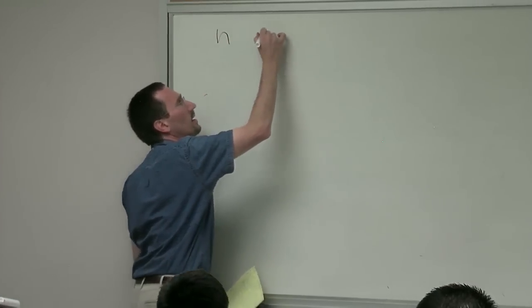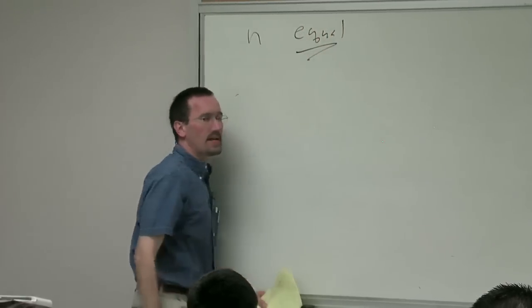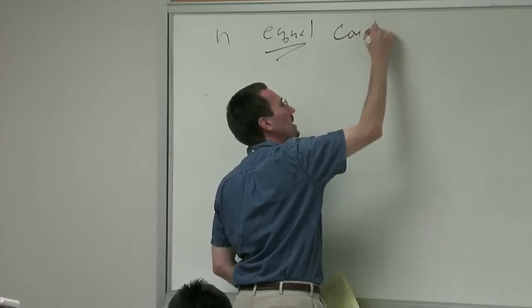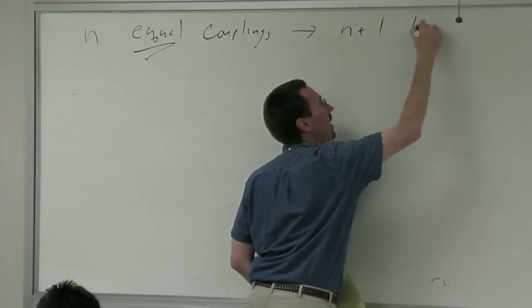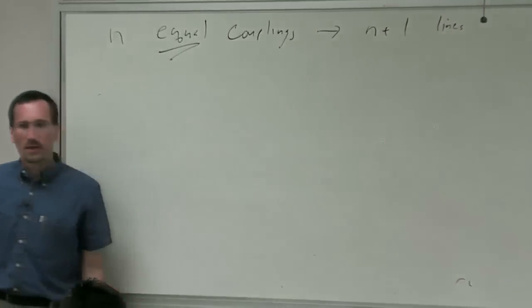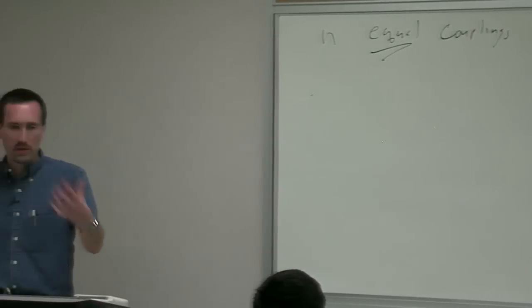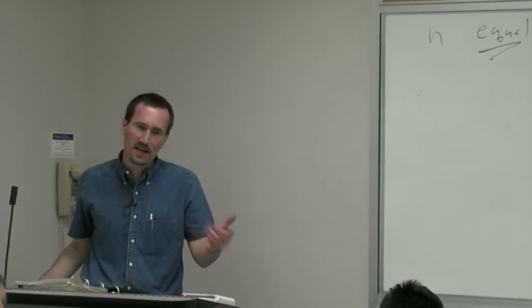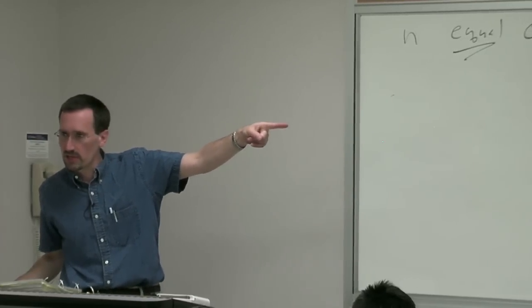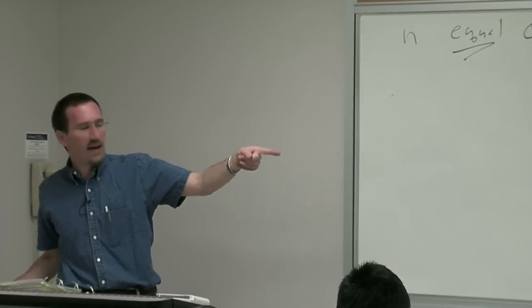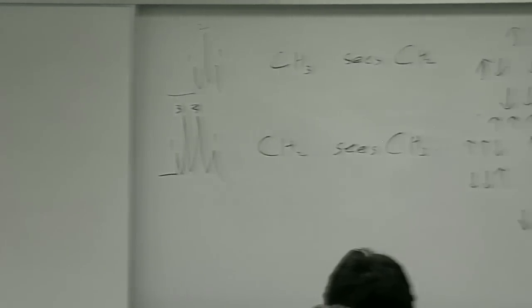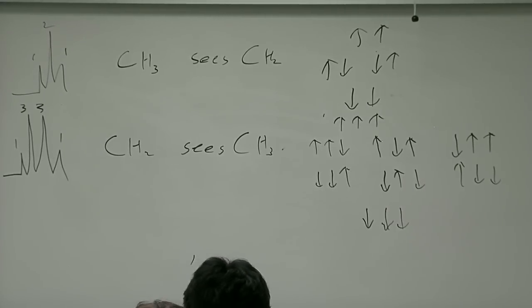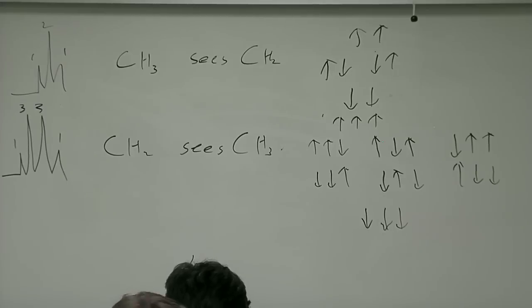And we can generalize this idea to say if there are n equal couplings, they lead to n plus 1 lines. So if there are four equal couplings, you get five lines. Those five lines follow Pascal's triangle. You can work out the statistics yourself, or you can say that those five lines end up being in a 1-to-4-to-6-to-4-to-1 ratio, and so forth. You basically add the ones above, or you work out the statistics.